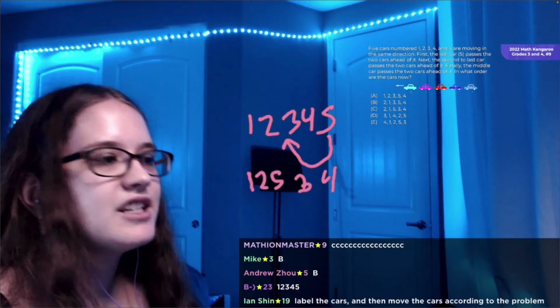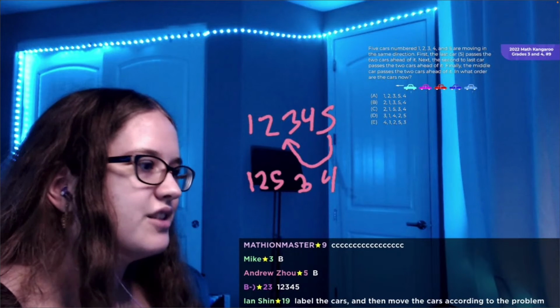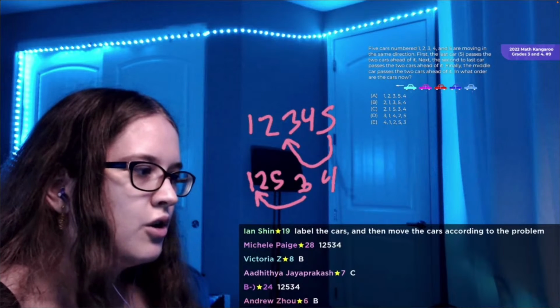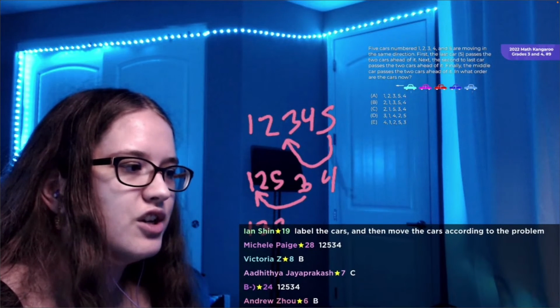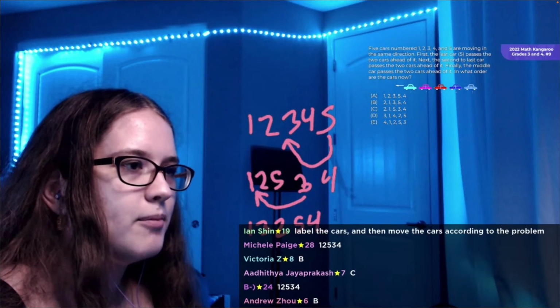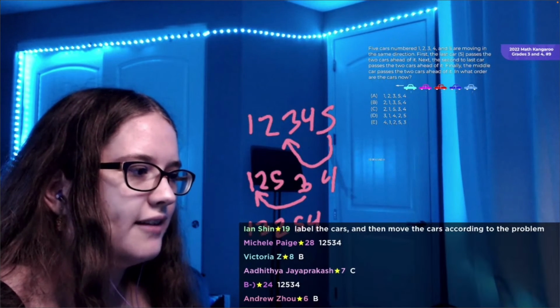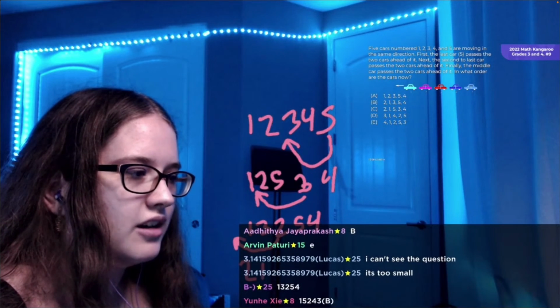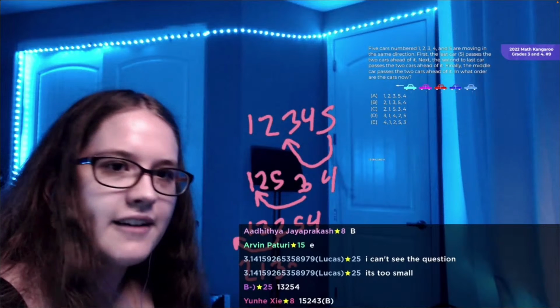Then the second to last car passes the 2 ahead of it. So 3 over here: 1, 3, 2, 5, 4. Then the middle car passes the 2 ahead of it. So right here: 2, 1, 3, 5, 4.